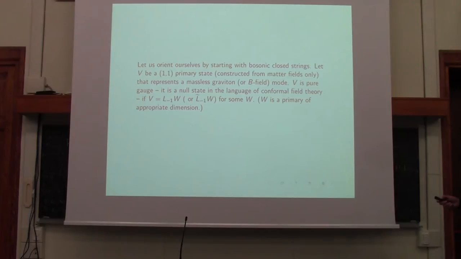So in bosonic closed strings, we start with a physical state corresponding to a (1,1) primary state. In fact, this will maybe be explained in the next lecture on the history of string theory. But a physical state corresponds to a primary field of conformal field theory. And for example, we could consider a primary field.